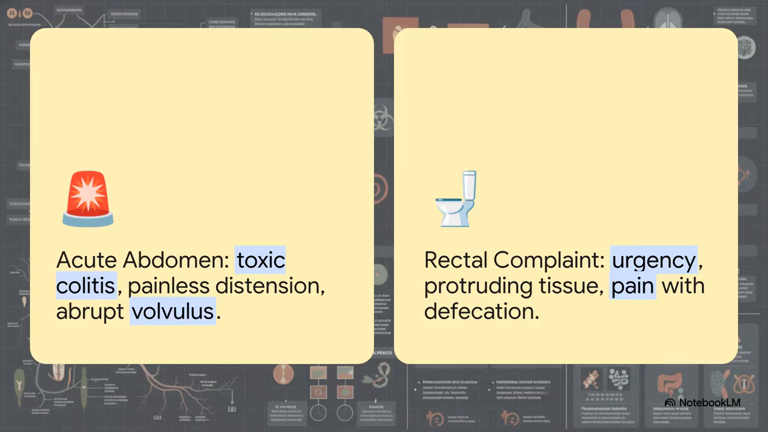When you're on the wards or facing a tough question, your first critical move is splitting that differential. You've got to instantly recognize an acute abdomen. Look out for toxic-appearing colitis with systemic toxicity, painless distension in a hospitalized older adult, or the abrupt onset of a volvulus. Those require rapid, systemic management. Contrast that immediately with localized findings, right? Things like rectal urgency after receptive anal exposure, protruding tissue, or sharp pain with defecation.